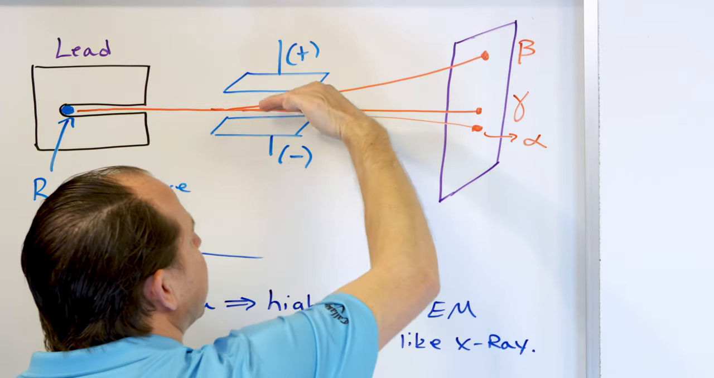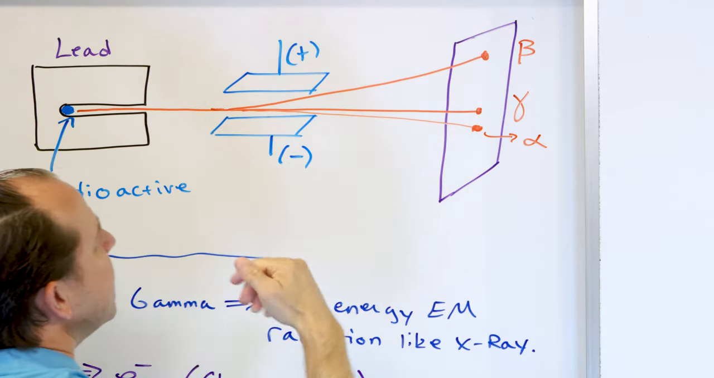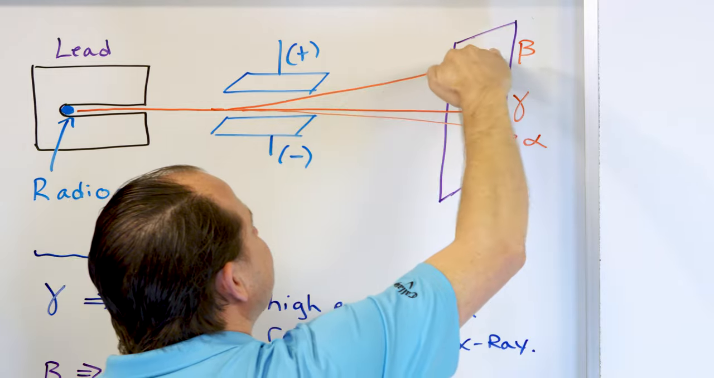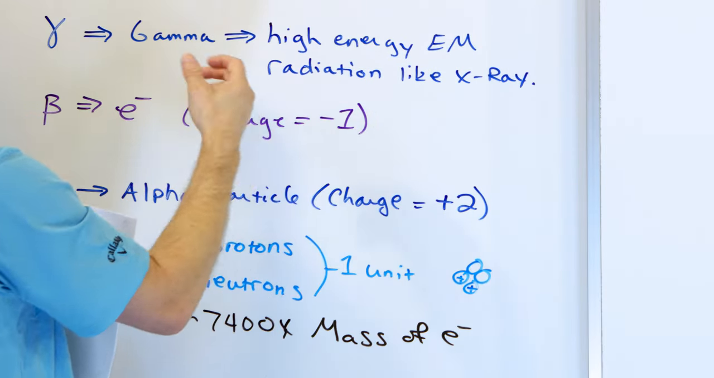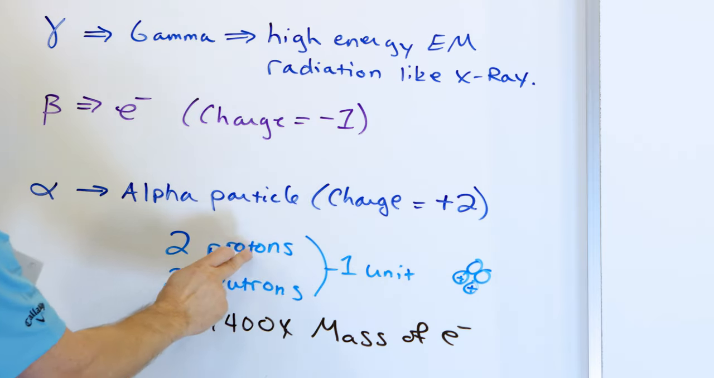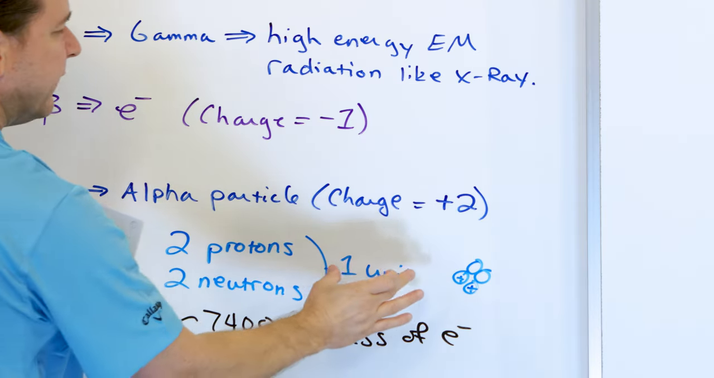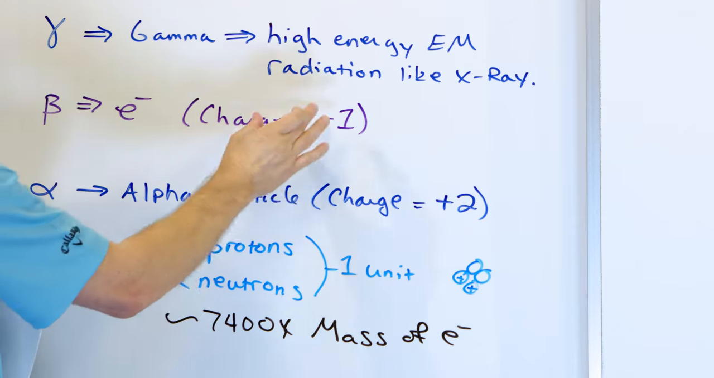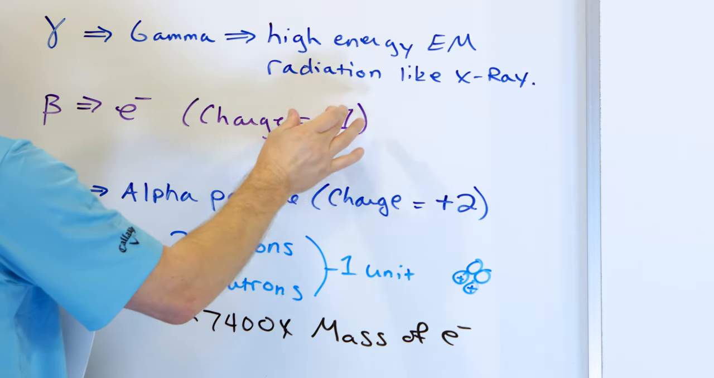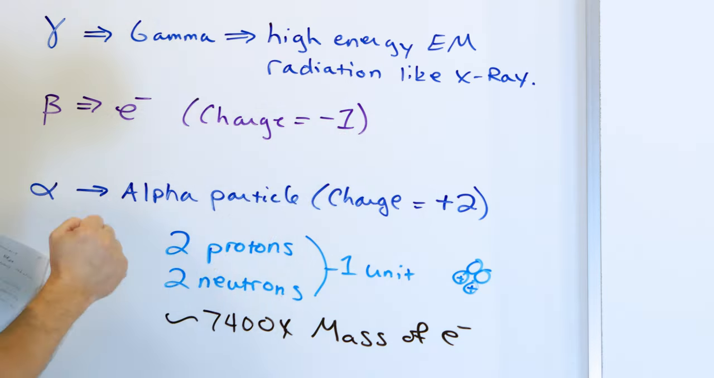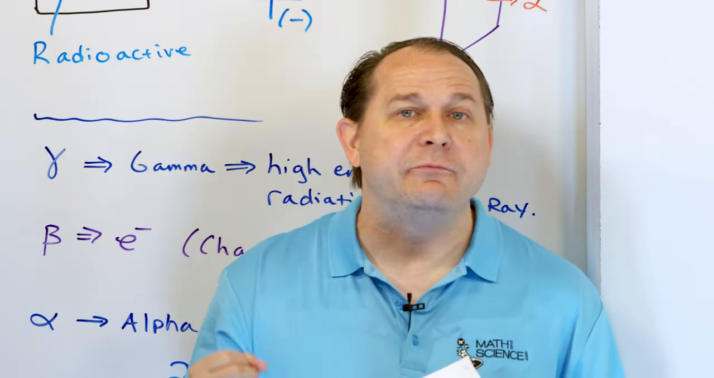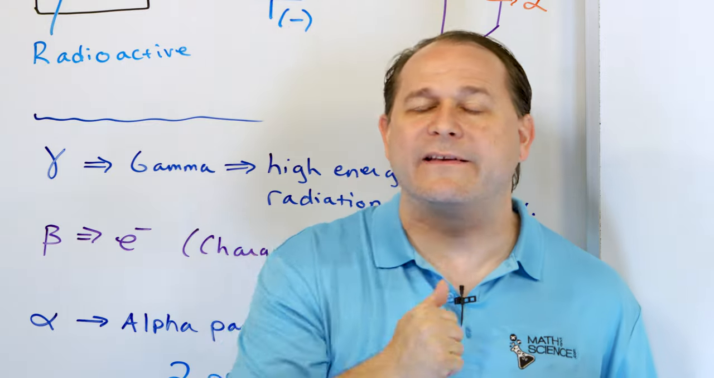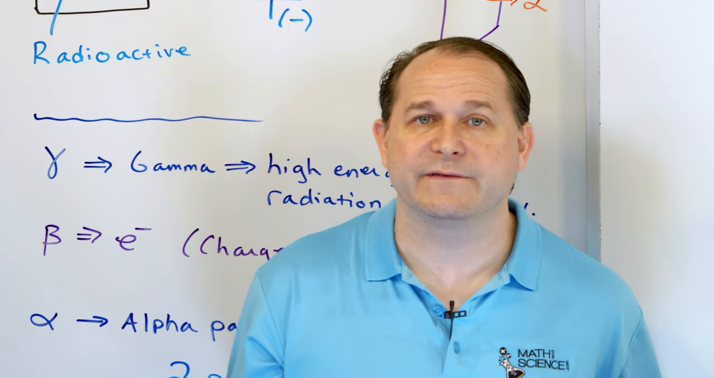So the alpha particles were the positive ones that get deflected a little bit. The beta particles we now know to be electrons, and electrons have a negative one charge, right? Each proton has a positive one, so you have two of them, you have a total of a positive two for the alpha particle. The electrons are equal and opposite in charge from the proton, so you have a negative one charge, and the mass of the electron is much, much, much less than the mass of a proton or a neutron. It's thousands of times less.